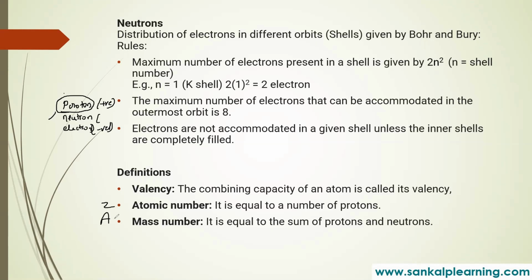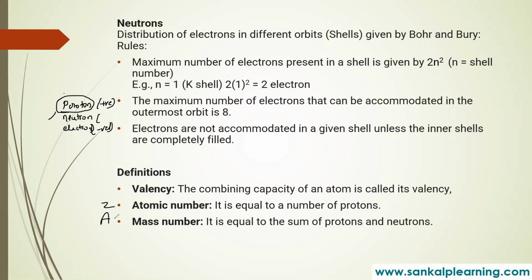Then mass number, as I told you, is the sum of protons and neutrons together. For example, if an atom consists of 6 protons and 6 neutrons, what will be the mass number? It is the sum, so 6 plus 6, it is 12. Like this, we can determine the mass number.